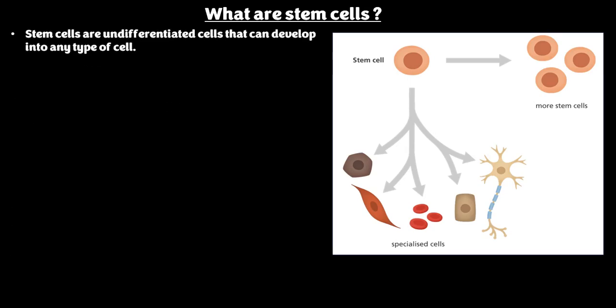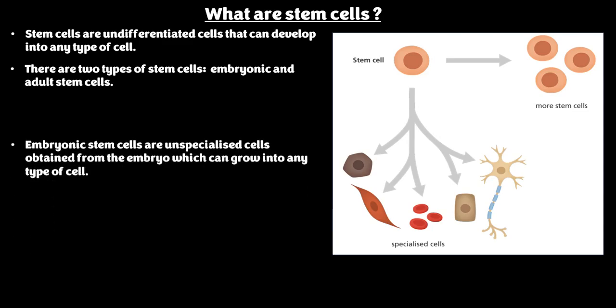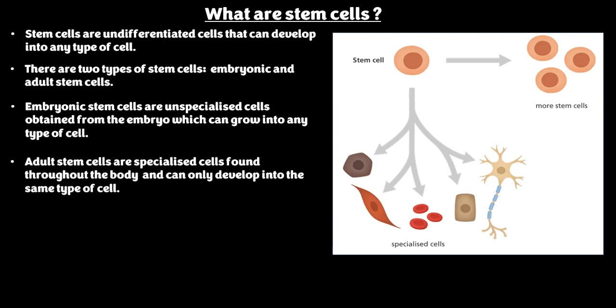Stem cells are undifferentiated cells that can develop into any other type of cell. There are two types of stem cells, the embryonic stem cells obtained from the embryos and the adult stem cells which can be obtained from more or less any part of the body, but the common place is the bone marrow. Embryonic stem cells are unspecialized cells obtained from the embryo which can grow into any type of cell. The adult stem cells are specialized cells found throughout the body and can only develop into the same type of cell.